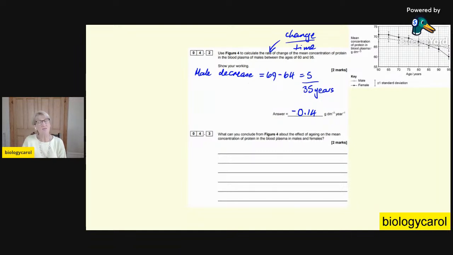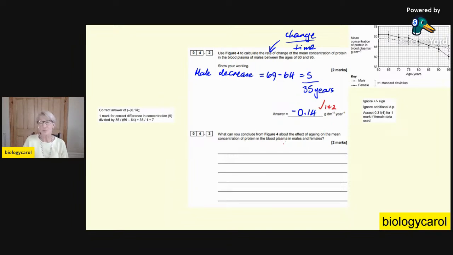Now, I put the minus in front because I wanted to indicate that I knew that the change was a decrease, and therefore it was a negative change, a minus change. Here's the mark scheme and the examiner's comments. Ignore the signs, didn't need the sign, but I got the 2 marks.